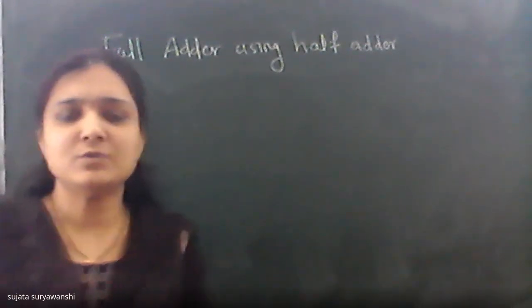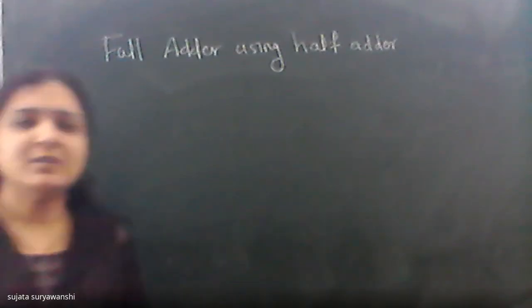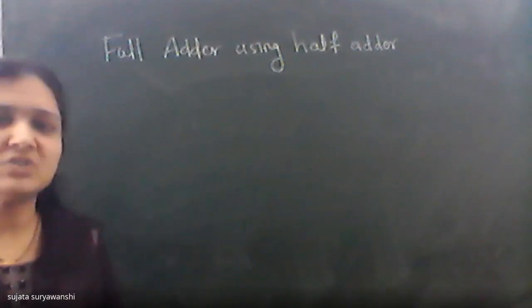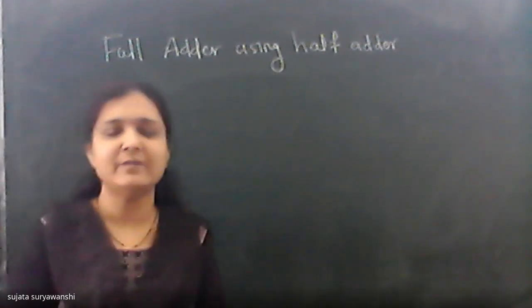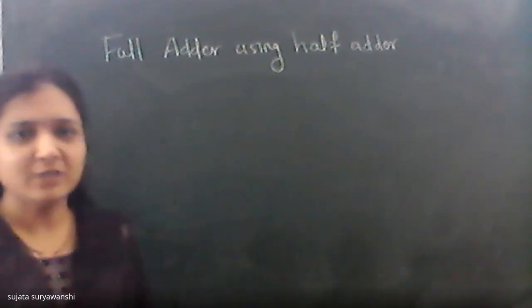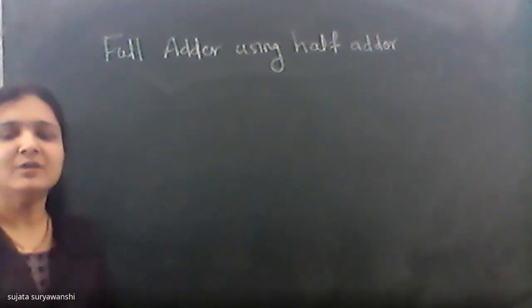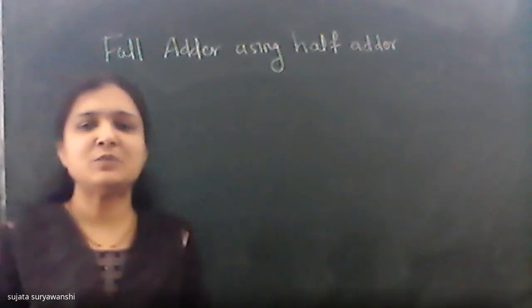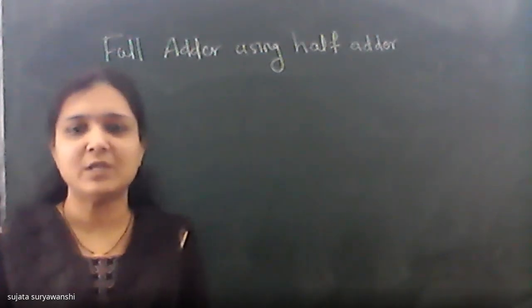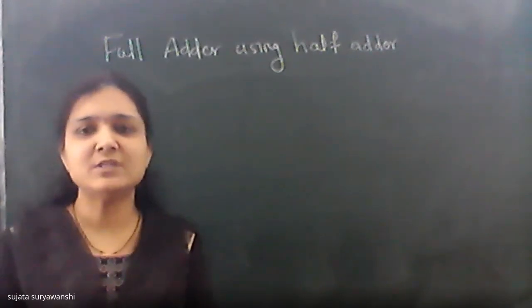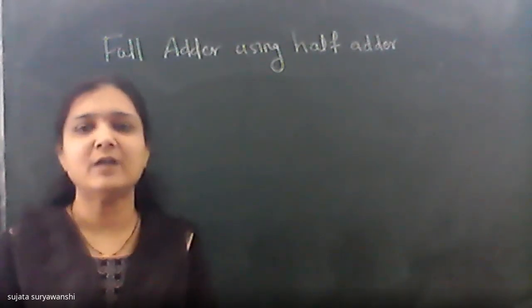Okay. So in yesterday's lecture, we have seen one of the combinational circuits, that is full adder and half adder. Now we will see how to design full adder using half adder. What is the difference between full adder and half adder? Can you tell me?